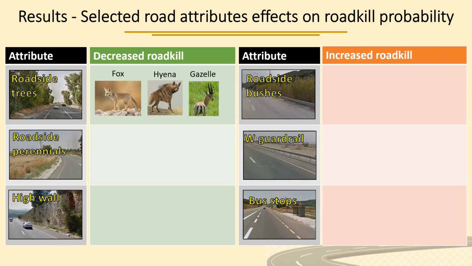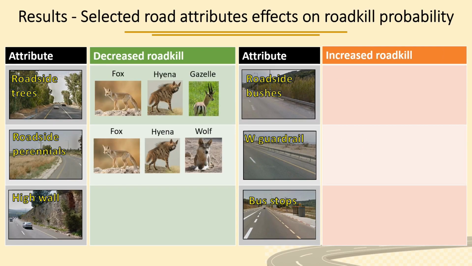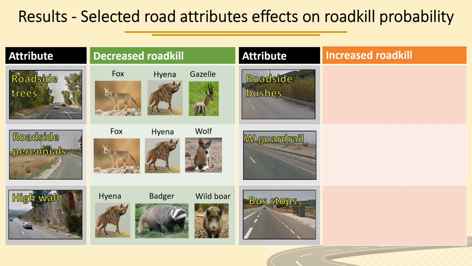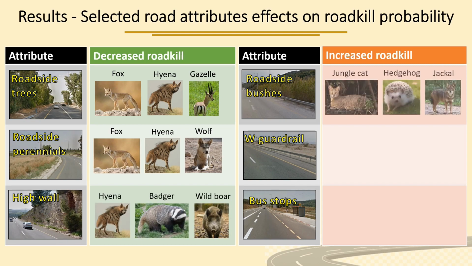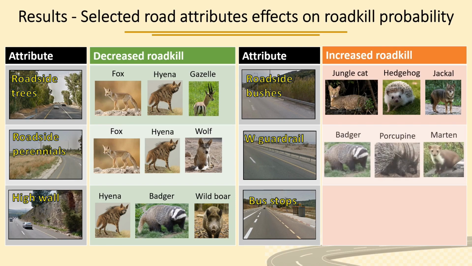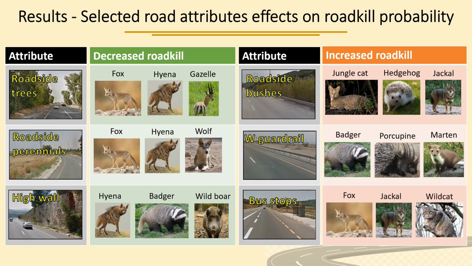Roadside trees and roadside perennials decreased roadkill of several species, specifically the fox and hyena, and the same effect was found for high wall roadside topography. However, roadside bushes increased roadkill of 3 species, and W-type guardrails had the same effect. Bus stops also increased roadkill of 3 carnivore species.